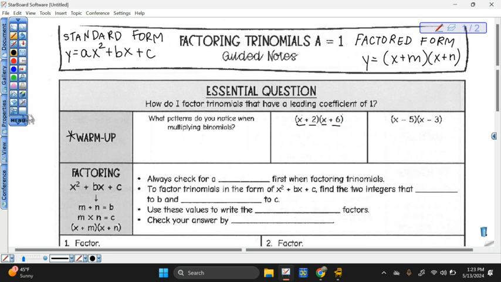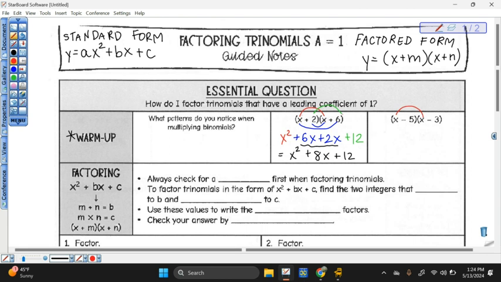What do we do when we have a binomial times a binomial? FOIL it. First times first. What is first times first? X times X, what does that give us? X squared. And then what does the O stand for? Outer times outer would give us 6x. What does the I stand for? Inner times inner is 2x. And then last times last is just 12, right? No x. Good. And then what do we do? Add the like terms together. So I end up with x squared plus 8x plus 12. Good.